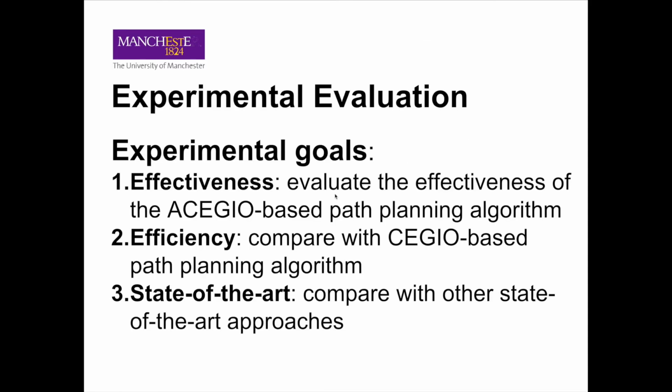Now let's move on to the experimental evaluation. There are 3 experimental goals. The first one is effectiveness, to evaluate the effectiveness of the ACGL-based path planning algorithm. The second one is efficiency, to compare with the CGL-based path planning algorithm. And the third one is to compare with other state-of-the-art approaches. So in this work, the PSO-based path planning algorithm and the GA-based path planning algorithm are selected.